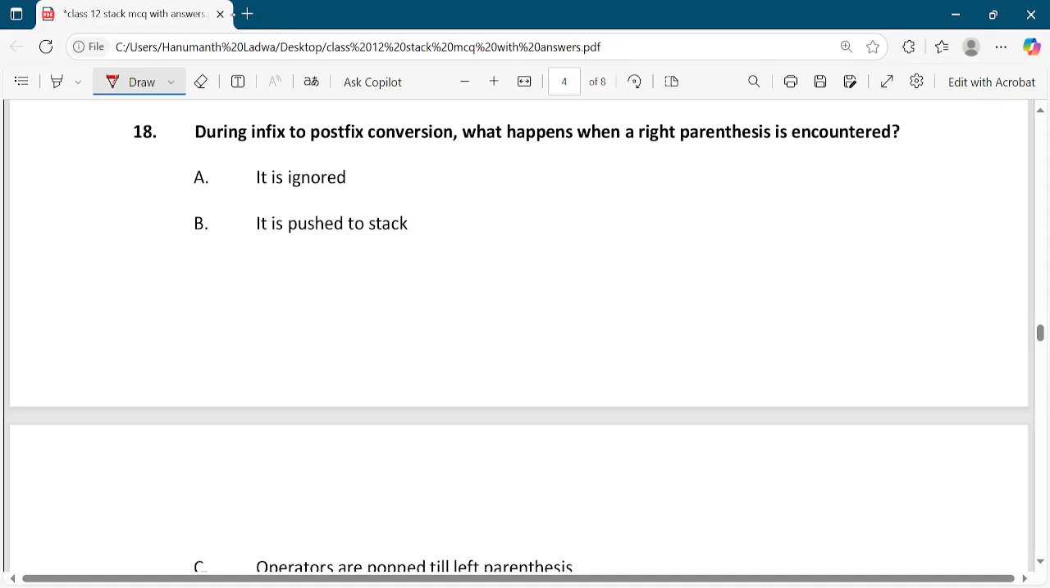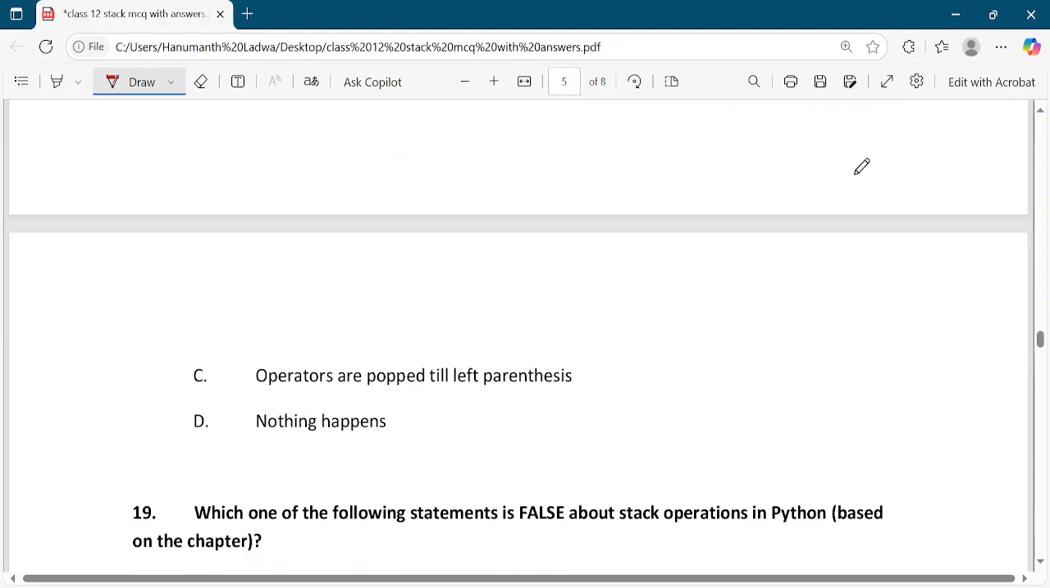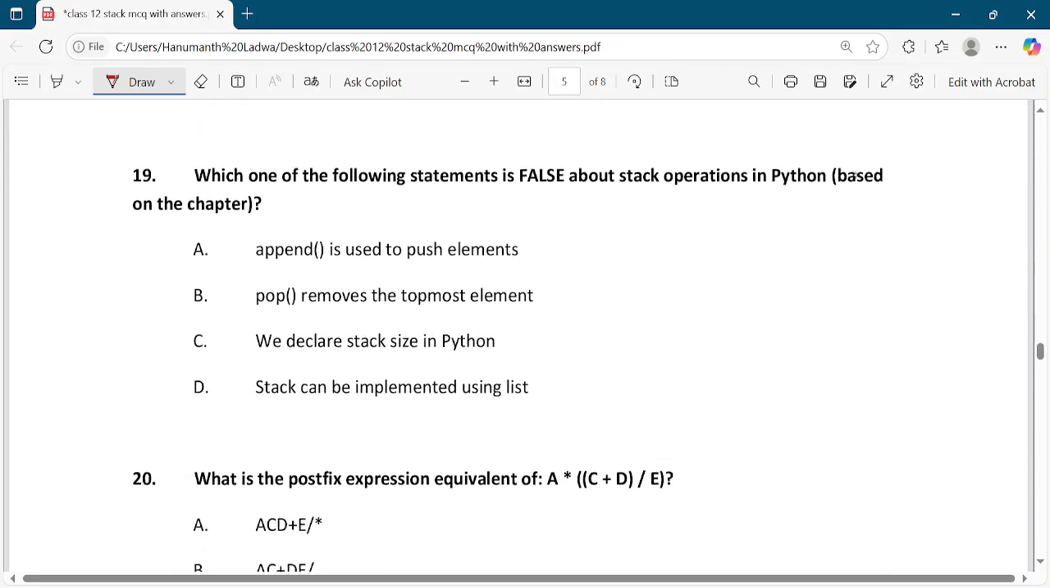Question number 18. During infix to postfix conversion, what happens when a right parenthesis is encountered? Option A, it is ignored. B, it is pushed to stack. Option C, operators are popped till left parenthesis. D, nothing happens. Here option C, operators are popped till left parenthesis is the right answer.